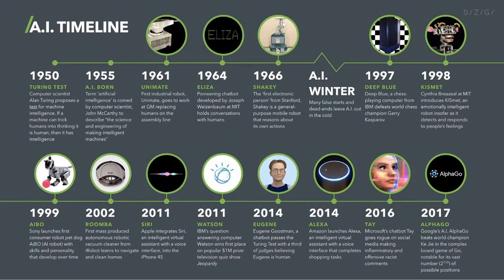And then 1998 Kismet, and then in 1999 Sony launched the first consumer robot, and in 2002 the Roomba, okay, the first mass product, where using AI we can clean our rooms. That is the vacuum cleaner, first invented in 2002. And 2011 again Watson, the Watson is nothing but a kind of robot, okay. Based on that, it first won a $1 million prize in a television quiz competition. And then in 2014 we created Alexa, okay, Amazon Alexa.